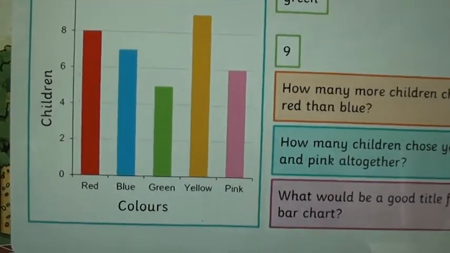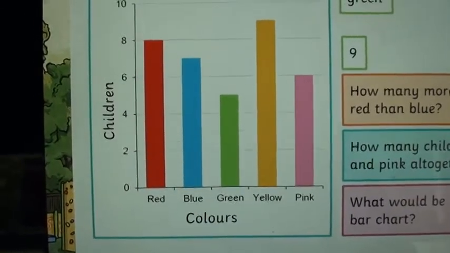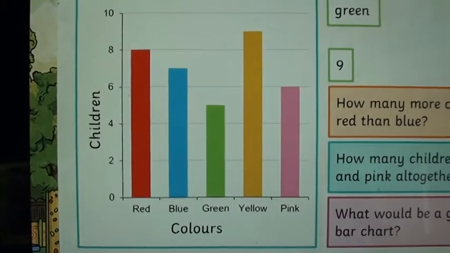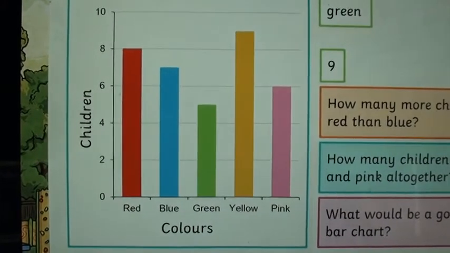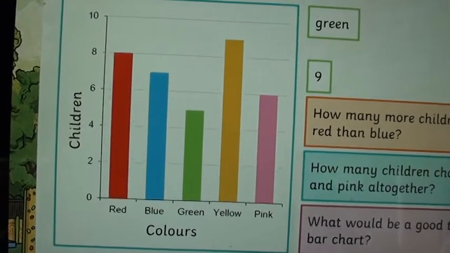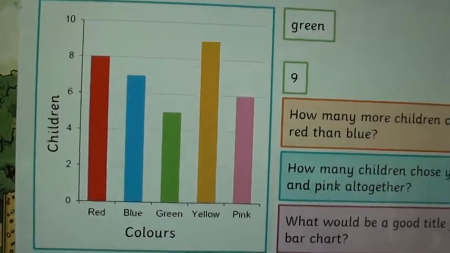How many more children chose red than blue? Harder questions, my friends. Well, first of all, we can see that red is more than blue. So how much more? Well, we've got 8 children liking red, and halfway between 6 and 8 is blue. So I think that's going to be 7. So how many more children? How much more is 8 than 7? I think it's 1 more. Should we see what the PowerPoint says?